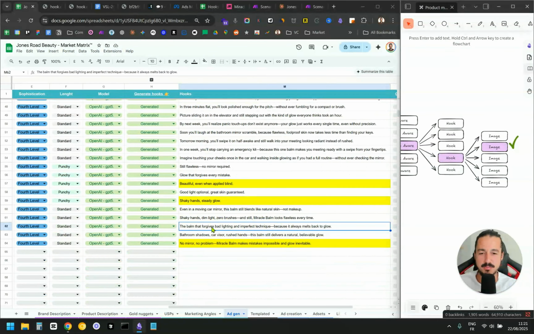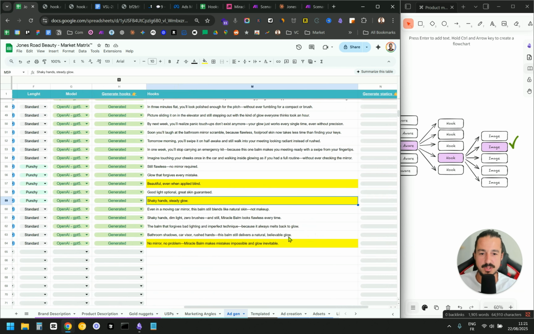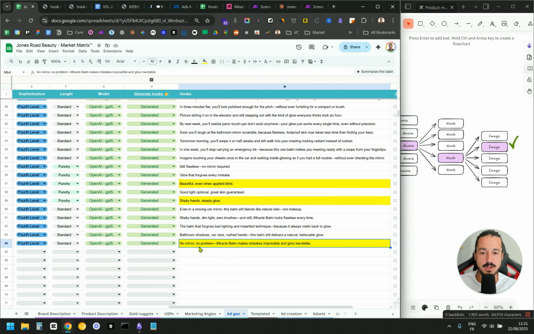There are some interesting, beautiful ones, even when applied blind. Shaky hands, steady glow. So those are punchy. Standard: no mirror, no problem. Miracle balm makes mistakes impossible and glow inevitable. So that might not be the best hooks ever written, but they are pretty good.